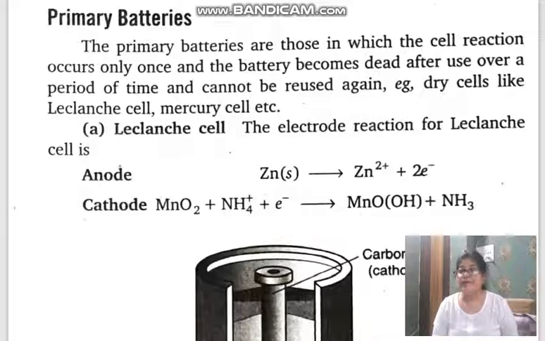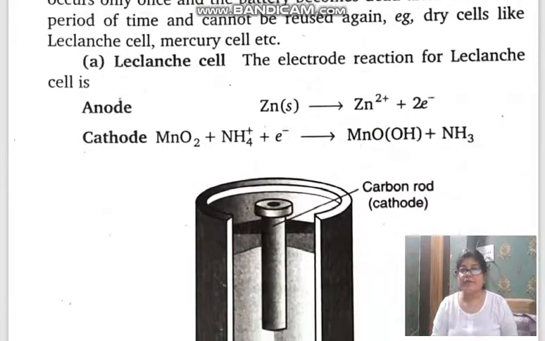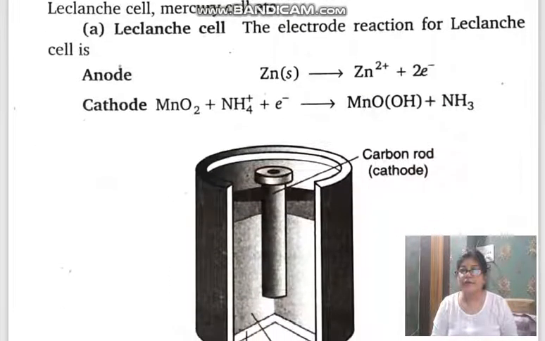For example, we have dry cells in our home like Leclanche cell, mercury cell, etc. All these are primary batteries. That means when we use these batteries and they become dead, that is, one of the materials in them is finished, we just replace that battery. We cannot reuse it, we cannot recharge it. So there are different types of primary batteries, for example Leclanche, mercury, etc. Now we study one by one.